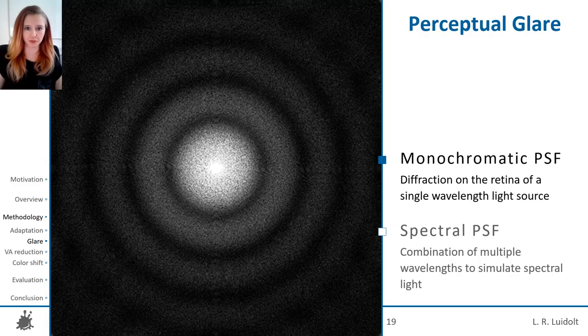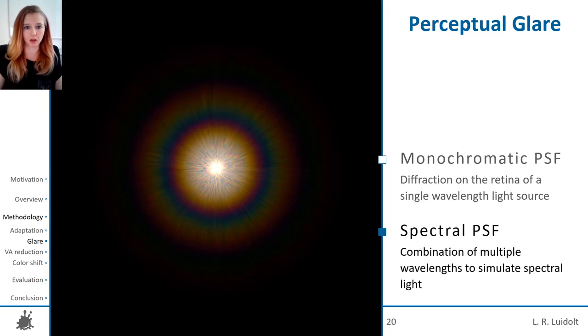The shown diffraction pattern is a so-called monochromatic point spread function. It describes the way the scattering of a single wavelength light appears. However, usually lights consist of multiple rays of different wavelengths, which is why we need to combine multiple scaled copies of this monochromatic PSF over the full human perceivable spectrum. This combination gives us our glare kernel, the spectral PSF, when assuming equal energy light.